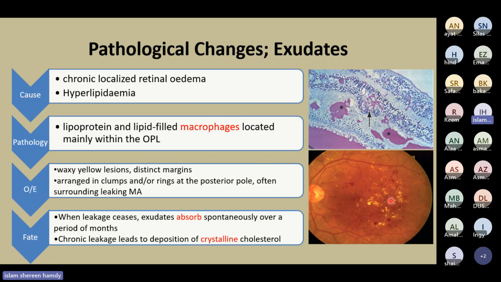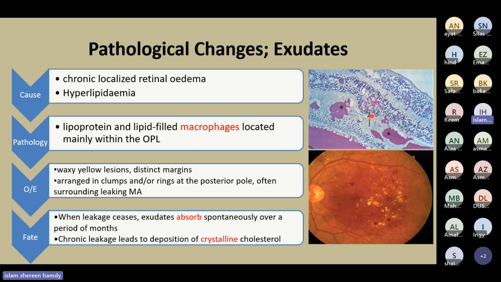So you have a microaneurysm. The microaneurysm causes leakage with subsequent edema of the retina. At the edge of that edema, there will be deposition of lipoproteins. They appear clinically as yellowish, small, well-demarcated lesions. So you can draw the edges of the lesion with a pencil or a pen. You can delineate it. It's very sharply demarcated.